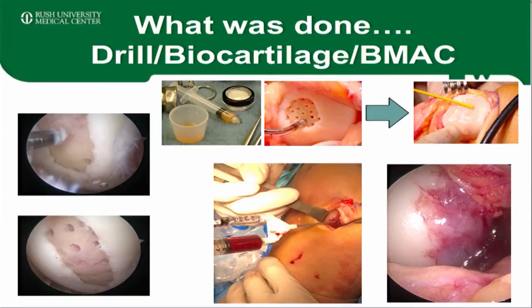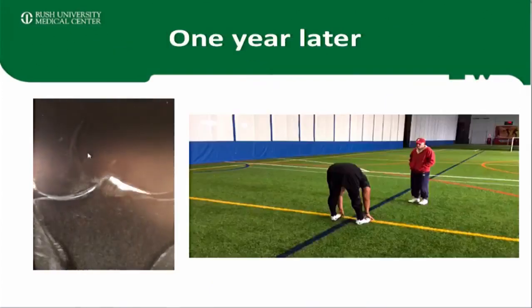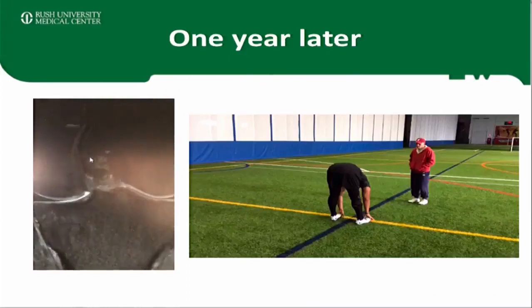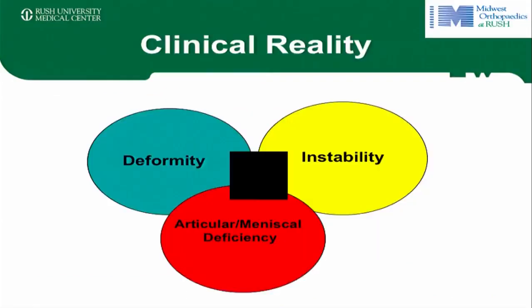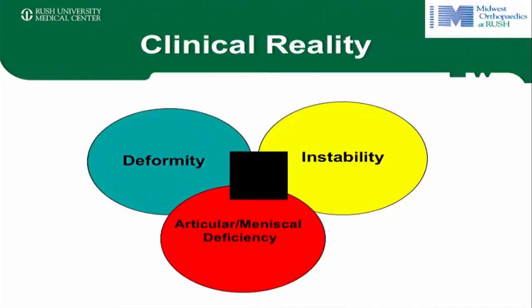And it was interesting, if you look at his follow-up MRI, he actually had restoration with reduction of edema there and some type of healing response that seemed to be favorable, and he actually was able to get back to a very high level within 6 months, and at 1 year was picked up by a team and is still playing. The clinical reality, however, is that these defects don't exist in isolation.